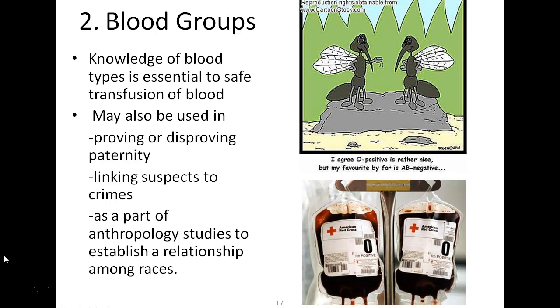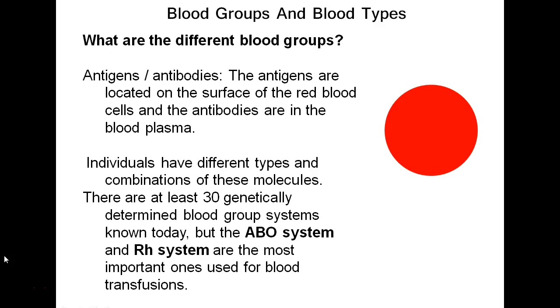Blood groups are essential for organizations like the American Red Cross, such as for donating blood. Also, interestingly, we also prove or disprove paternity through blood groups. We could link suspects to crime and also study some anthropology and history among races. So there's more than one function for having blood groups. Let's look at these blood groups.